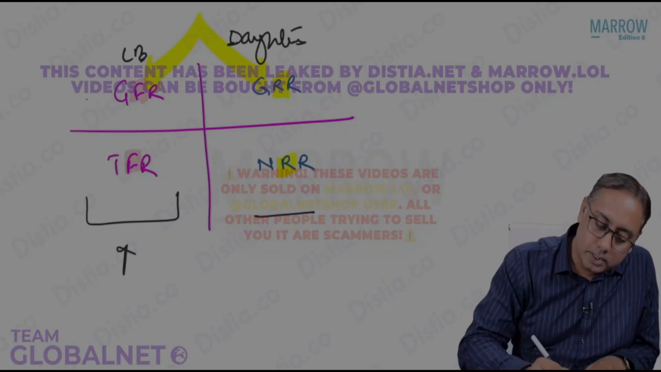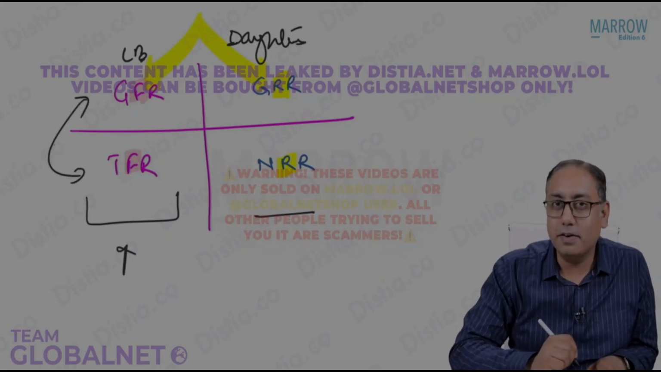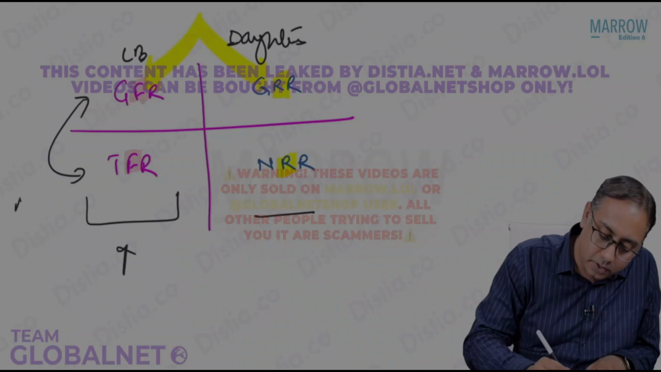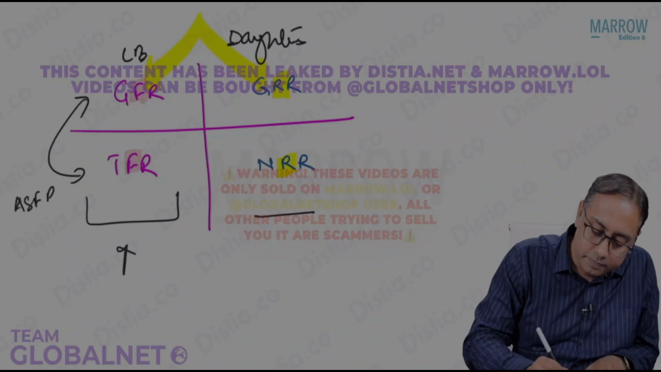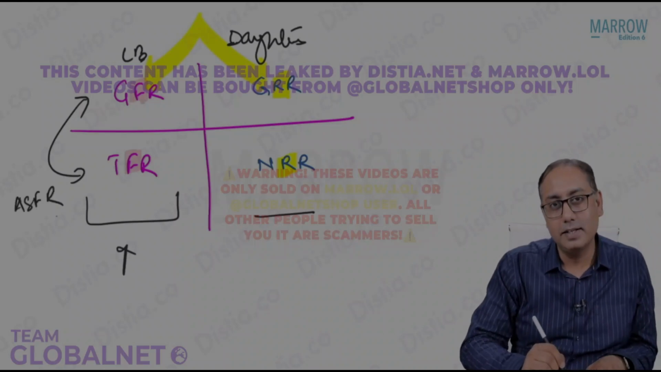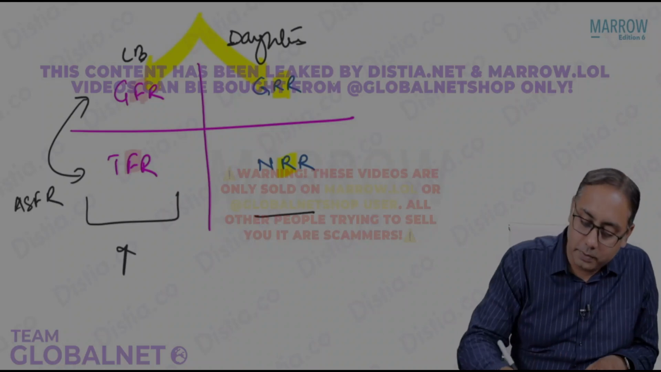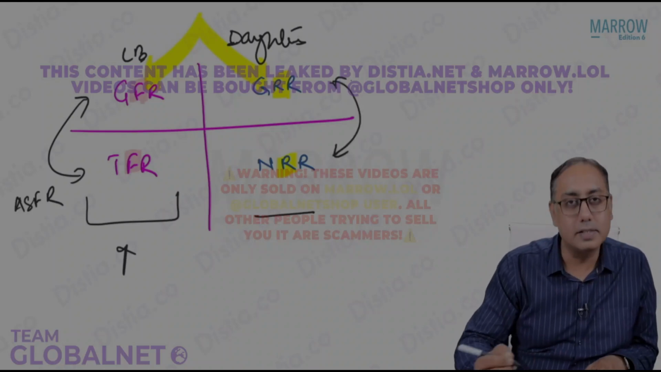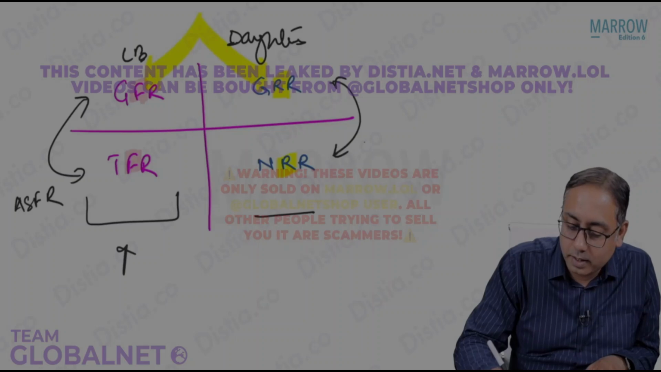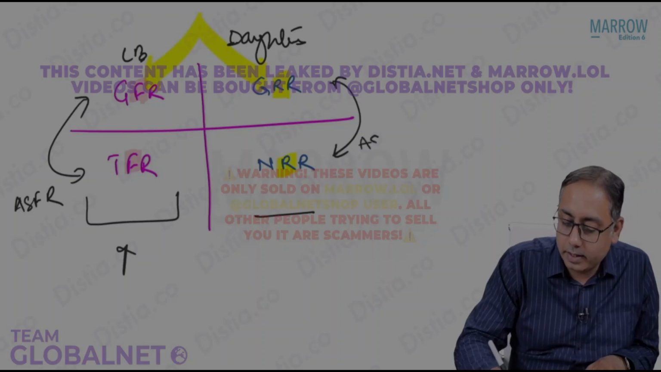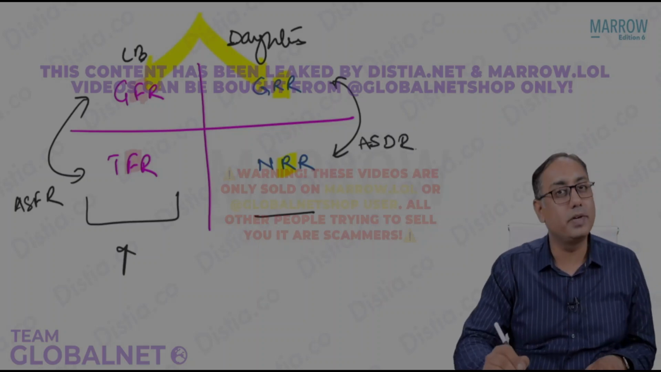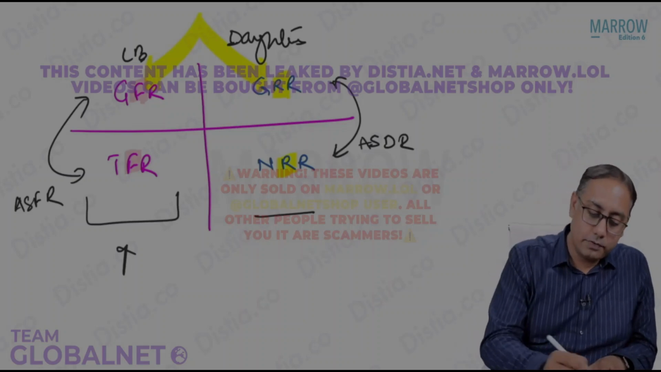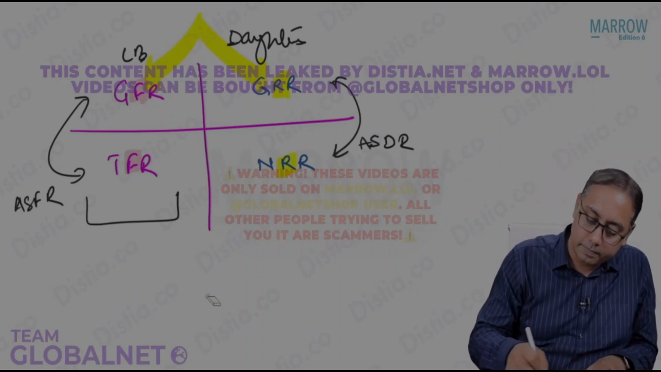Next in line, what's the difference between a GFR and TFR? TFR will take into account the age-specific fertility rates. Next is, what is the difference between a GRR and NRR? The same answer: the difference between GRR and NRR is that in NRR, we are accounting for the age-specific death rates. So that is your first level of MCQ.